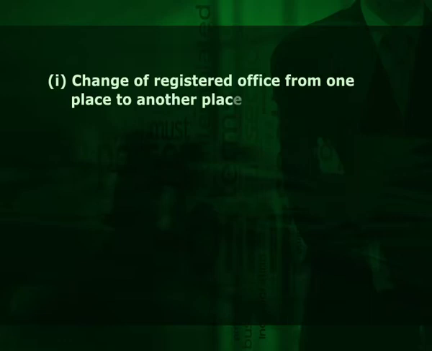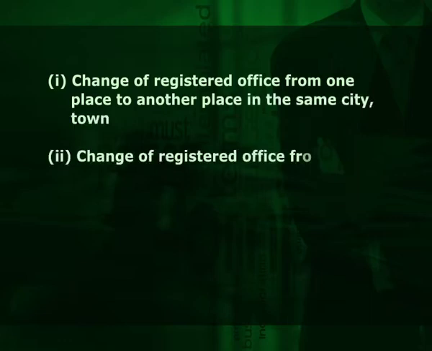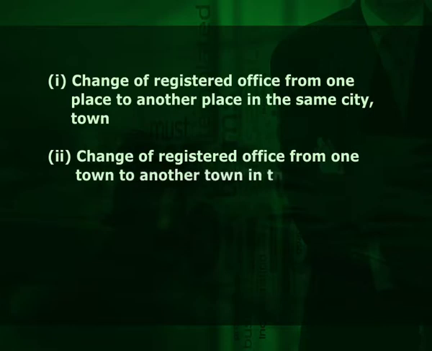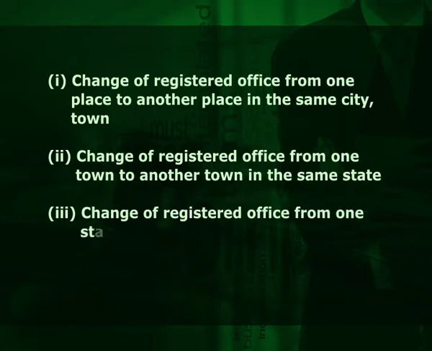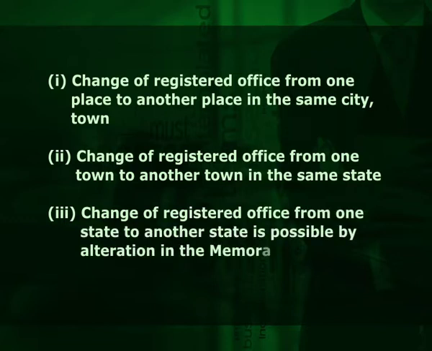Second, alteration of registered office clause. The change of registered office may include, number 1, change of registered office from one place to another place in the same city or town. Second, change of registered office from one town to another town in the same state. Third, change of registered office from one state to another state, which is possible by alteration in the Memorandum of Association.